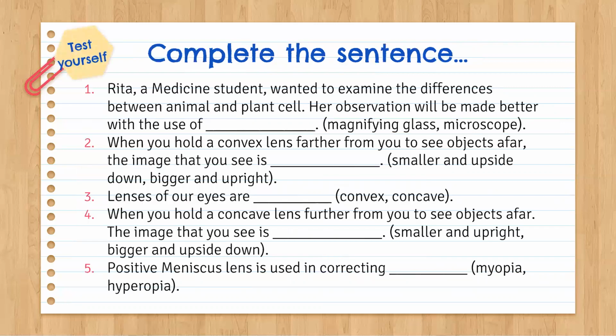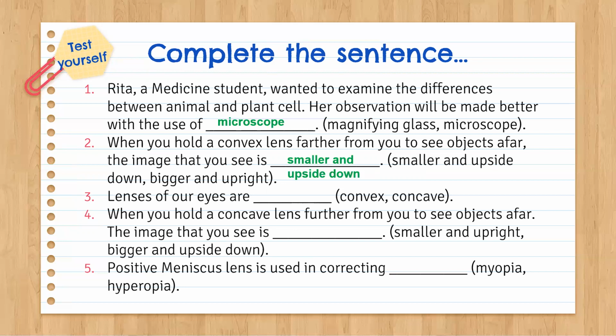Now let's try answering the following. Complete the sentence. Rita, a medicine student, wanted to examine the differences between animal and plant cells. Her observation will be made better with the use of a microscope. Very good. When you hold the convex lens farther from you to see objects afar, the image that you see is smaller and upside down. This is because of the image characteristics of convex lenses.